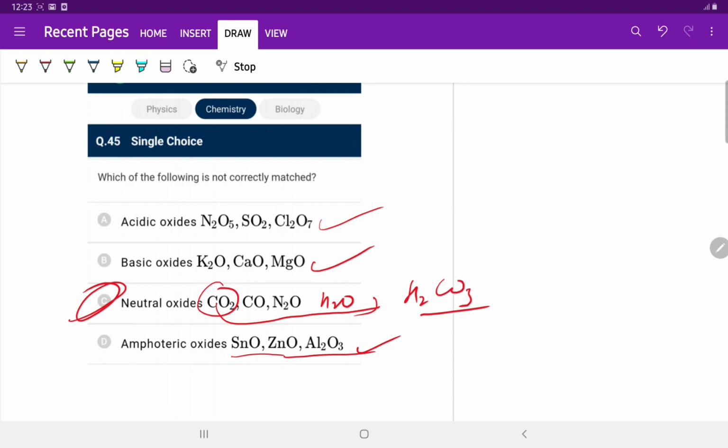This paper, I think, around 160 is a good score in this paper.